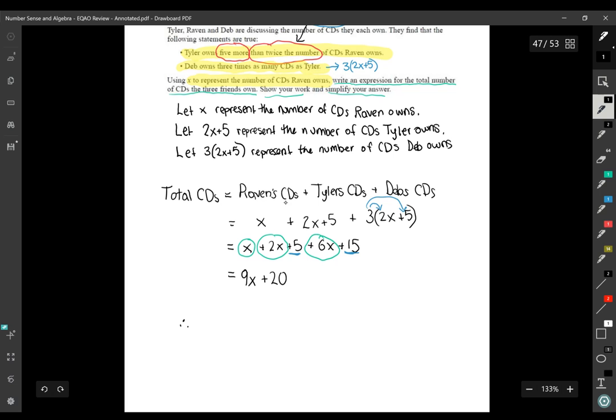So therefore, the 3 friends own 9X plus 20 CDs. Okay, so there you go. That's my full solution, right? I have statements at the beginning where I define my variables. I have the math in the middle where I created an expression and I simplified. And then I have my concluding statement at the very end.